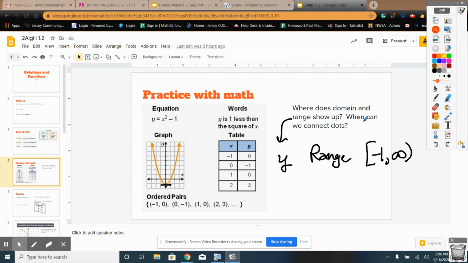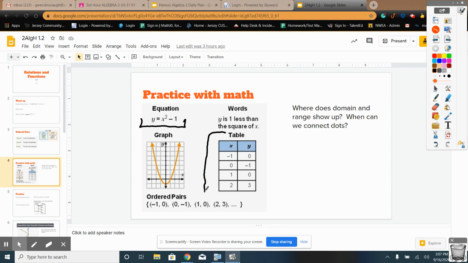The range values could also show up in your table, and you could just list those out. The same with the ordered pair. You could say the set of all y such that y equals 0, -1. I don't have to list 0 again. 3, ... Okay, so you can connect the dots if you have an equation and you know what's going on. If you just had a table or you just had ordered pairs and no equation, you can't assume that the dots are connected. So just be a little bit careful with that, but we will have lots of practice.